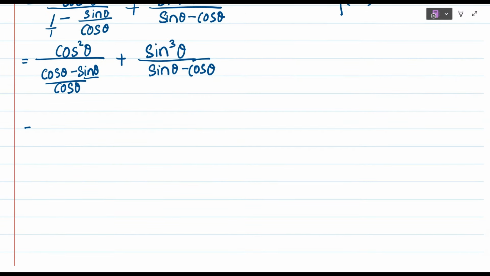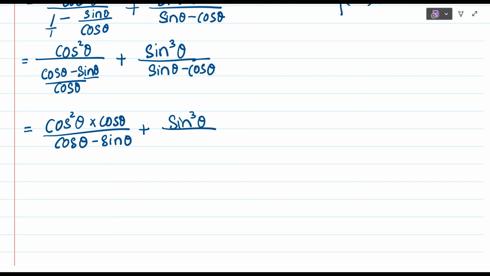So now what I am going to do is, this denominator cos theta will go to the numerator. So cos square theta into cos theta whole divided by cos theta minus sin theta. Understood? Plus sin cube theta by sin theta minus cos theta. Understood, students? Now cos square theta into cos theta gives cos cube theta by cos theta minus sin theta.